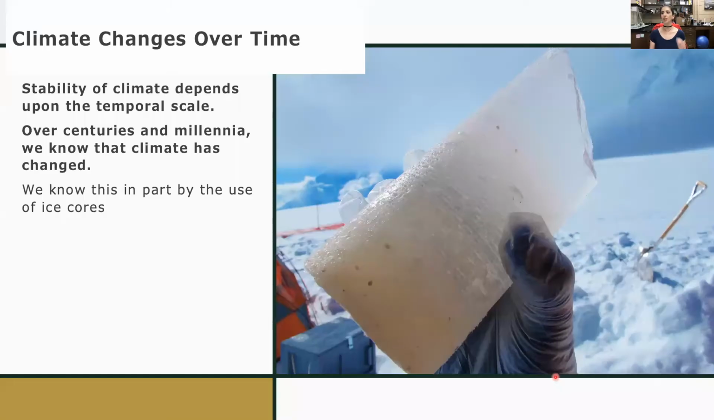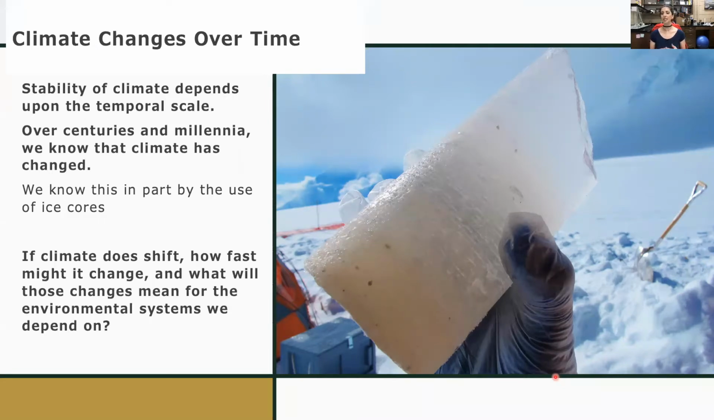But we do know that climate has changed over time. And the stability of climate depends on the temporal scale that you're looking at. So over centuries and millennia, we know that climate has changed. We know this in large part by examining data that is within ice cores and has been preserved for us to investigate. So the question is, if climate does shift, how fast might it change? And what will those changes mean for the environmental systems that we depend on? So how fast does it change and how big are those swings?